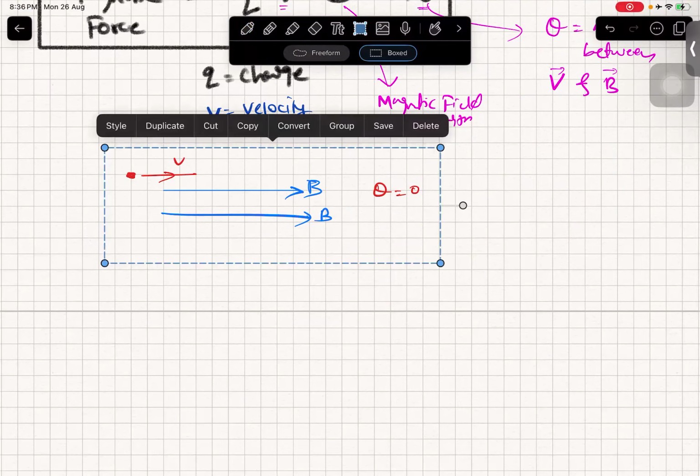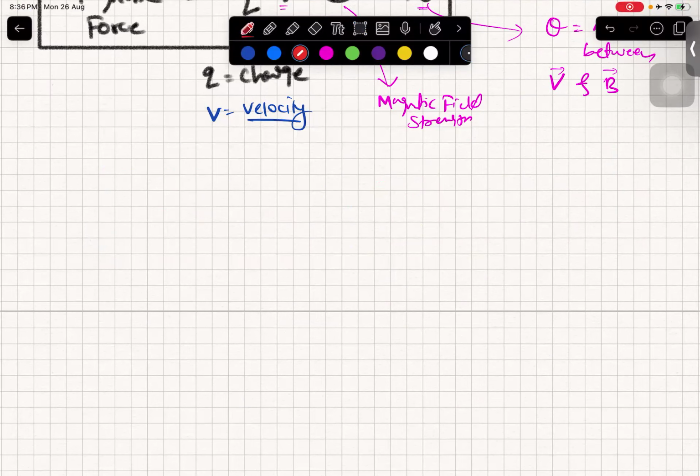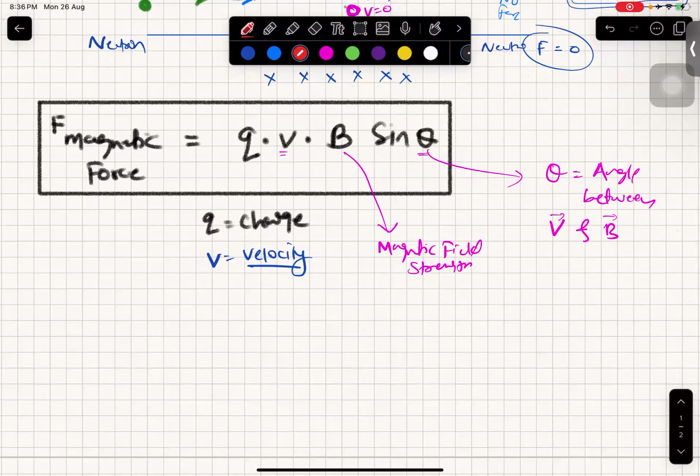So I gave you the 4 conditions in which the magnetic force can be 0. When charge is 0, when velocity is 0, so the charged particle is at rest, when the magnetic field strength is 0, so there is no magnetic field, and then theta, when it is parallel to the direction of the magnetic field. So this is how you calculate the magnitude of the force.